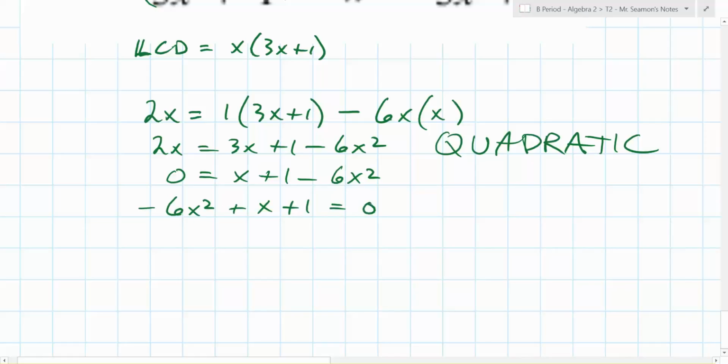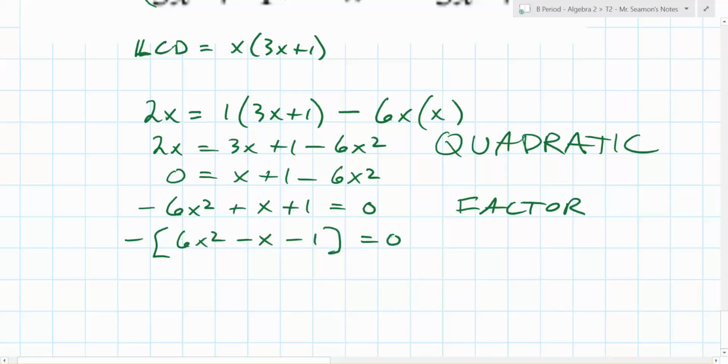And now, what's the verb that begins with an F that you've done so many times? Factor. Do I like having a negative in front? No. So what could I factor out first, Chris? The negative. I could factor out a negative and turn it into 6x squared minus x minus 1 is equal to 0. I like that because it makes it easier for me to factor. Then you just have to factor it properly.